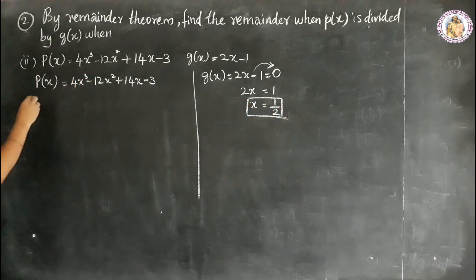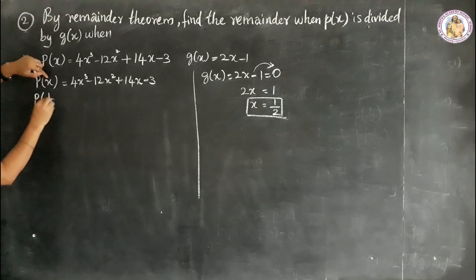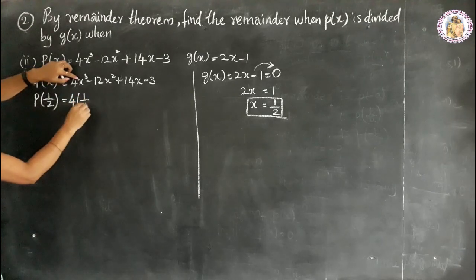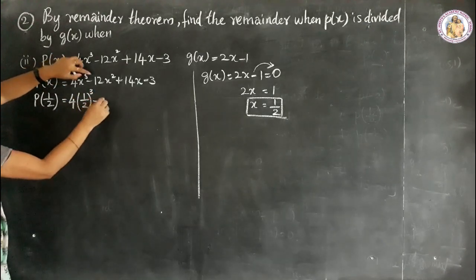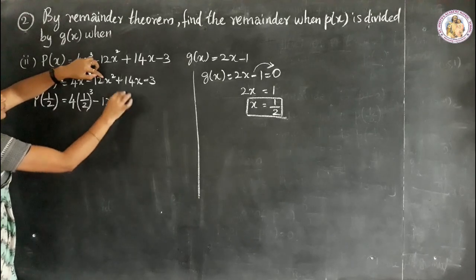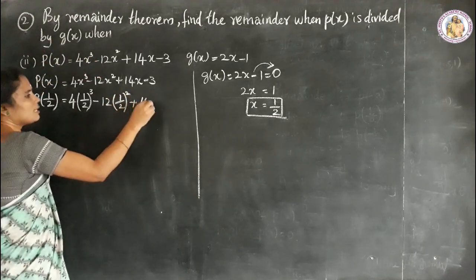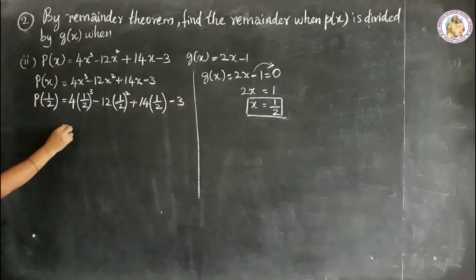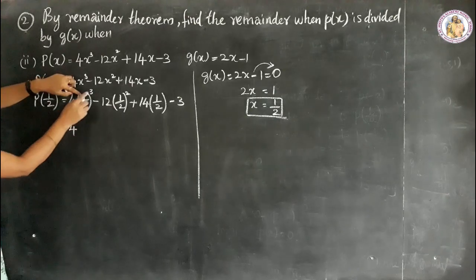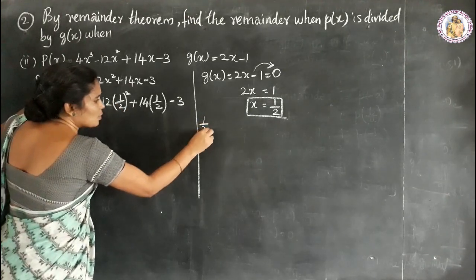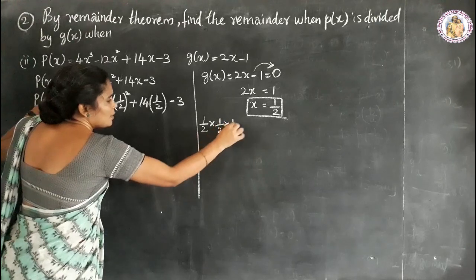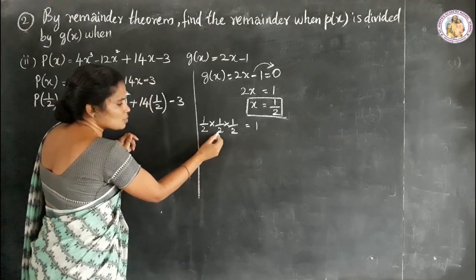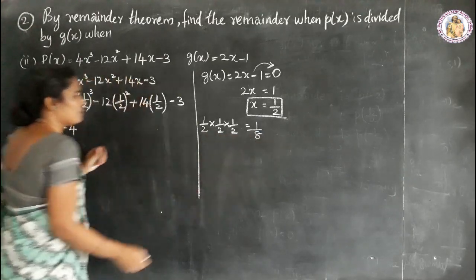Okay, now in the place of x apply 1 by 2: 4 times 1 by 2 cube, minus 12 times 1 by 2 square, plus 14 times 1 by 2, minus 3. Okay, and in the next step, 4 times 1 by 2, you have to multiply 3 times. So 1 by 2 into 1 by 2 into 1 by 2. Okay, so now 1 into 1 into 1 is 1 and 2 2s are 4, 4 2s are 8. 1 by 8.